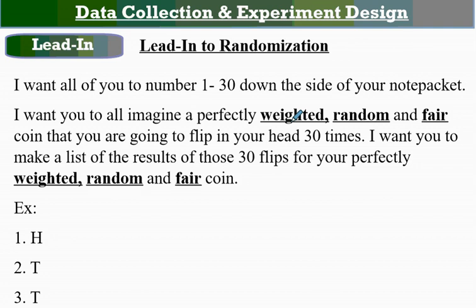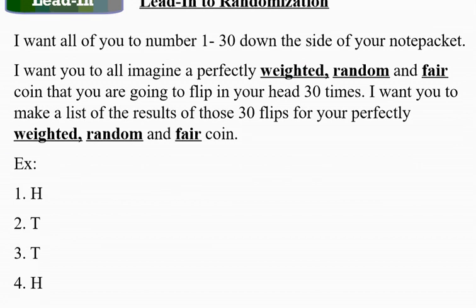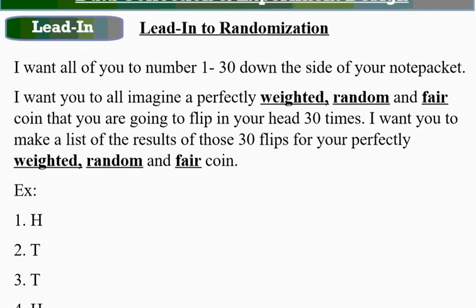If you want to, you can even pause the video right now and try it for yourself. On a piece of paper, imagine flipping a coin 30 times, and make a list of the results of those 30 flips for your perfectly weighted, random, and fair coin. For example, you might do heads, tails, tails, heads, whatever you think. So maybe write down the 30 results that you have in your head right now. You can pause the video, and I'll tell you why I have this activity in class. So pause the video now, otherwise, a little spoiler alert.